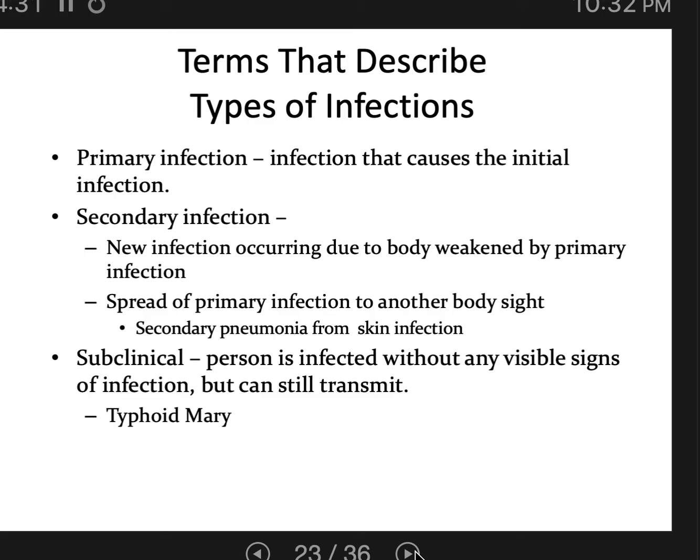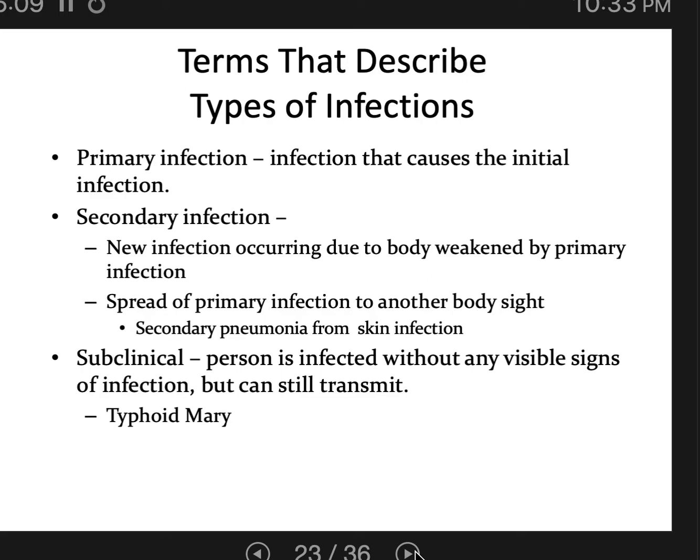The primary infection is caused by a pathogen that can make you sick even when you're healthy. Secondary infection is caused by a pathogen that's maybe a little bit more opportunistic. It only was able to infect you because your immune system was already fighting something else. Your immune system was weakened. That's one definition of a secondary infection. There's another definition of secondary infection. Secondary infection can also refer to the spread of a primary infection to another body site. So for example, you can have a skin infection, or a UTI, which left untreated can become pneumonia.